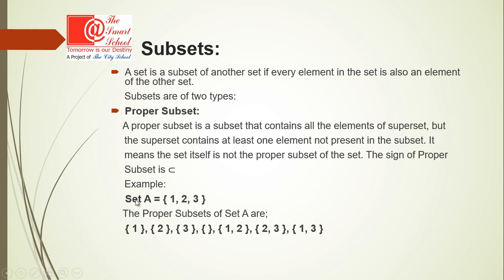Okay. For example, set A is equal to 1, 2, 3, which is superset. The proper subsets of set A are: set number 1 has the element 1 in it, second has 2 as element in it, the next set has 3 as element in it, and the next set is empty set. Remember this thing, empty set is subset of every set. Another set has the elements 1 and 2 in it. Next set has elements 2 and 3 in it, and the last one has elements 1 and 3 in it. So these were the proper subsets.